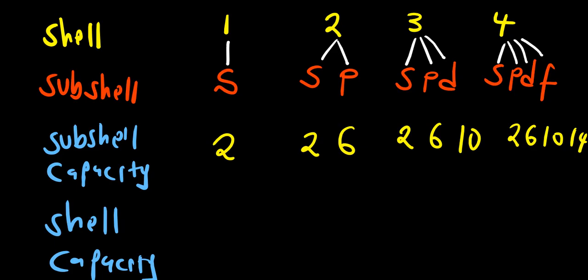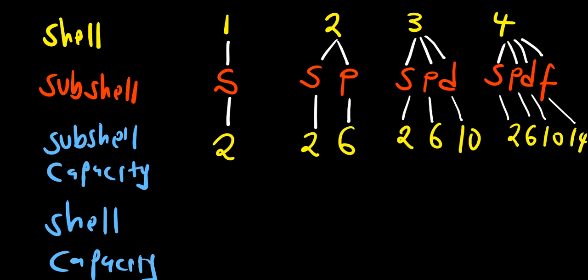Okay, just a recap. The S subshell has a capacity of 2. Okay, the S is 2, the P is 6, the D is 10. The S is 2, the P is 6, the D is 10, the F is 14. Okay, now let's talk about the overall shell capacity.